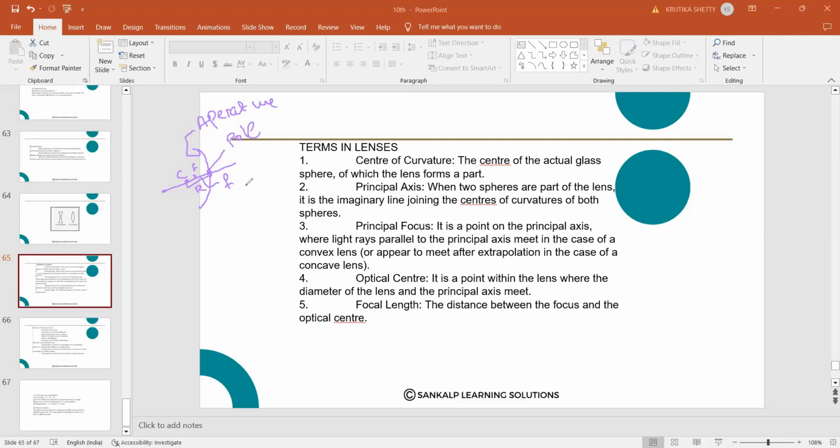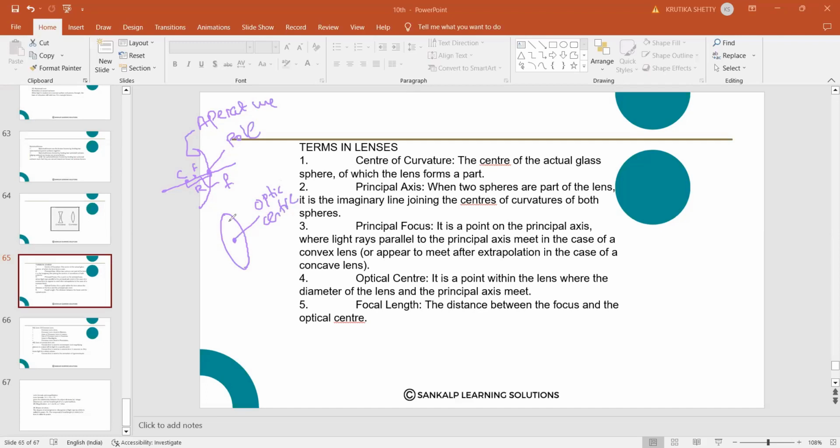Similar terms come in lenses also. Here we don't say pole. In a lens, the center part is called the optic center. This is called as what? Optic center. So we don't call it the pole, we call it the optic center.